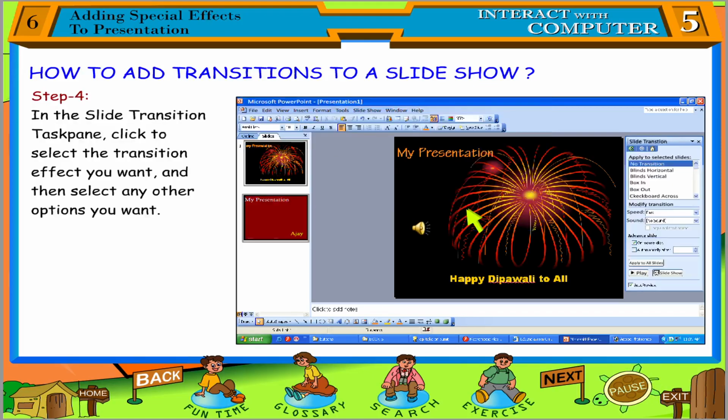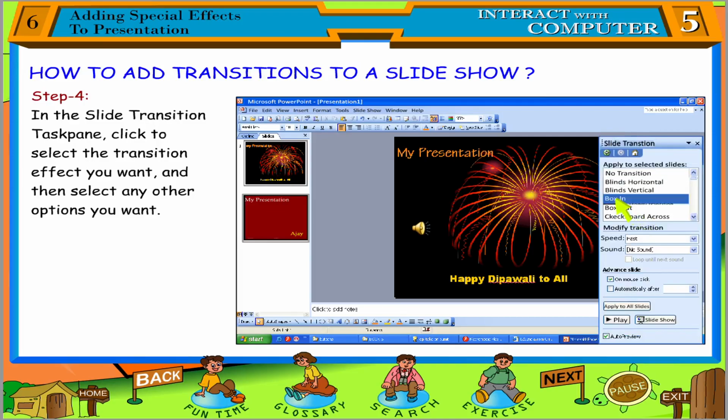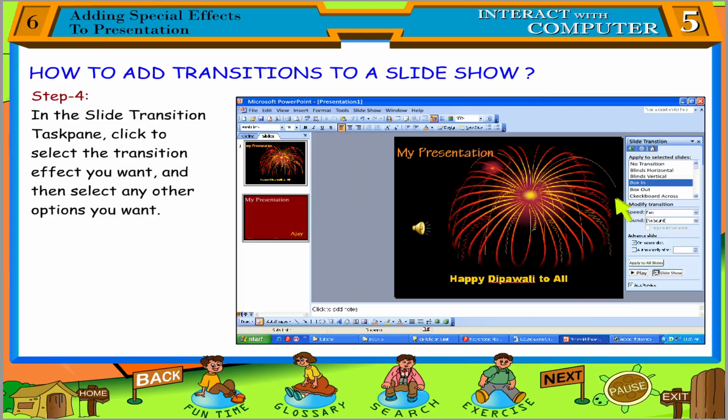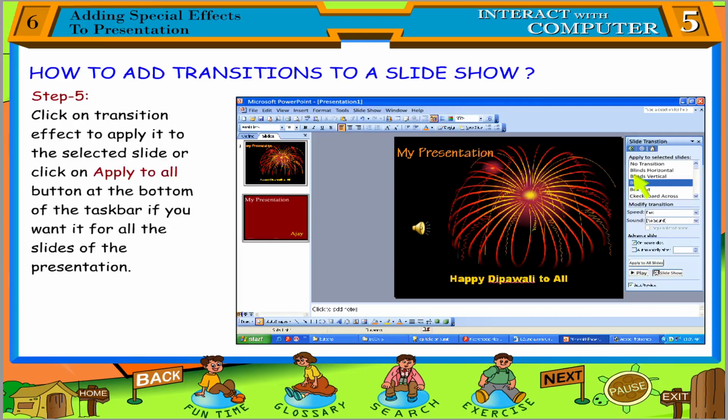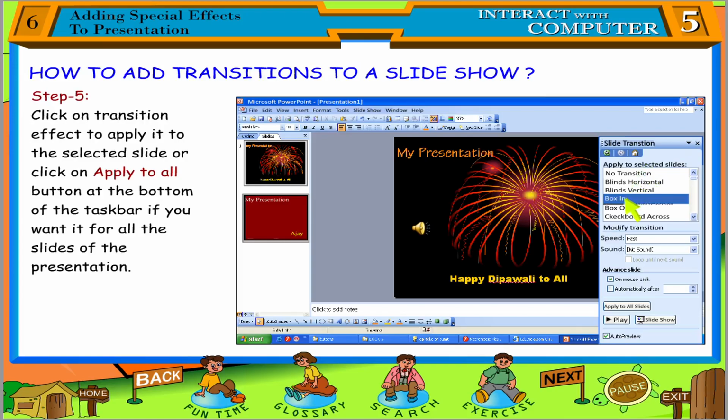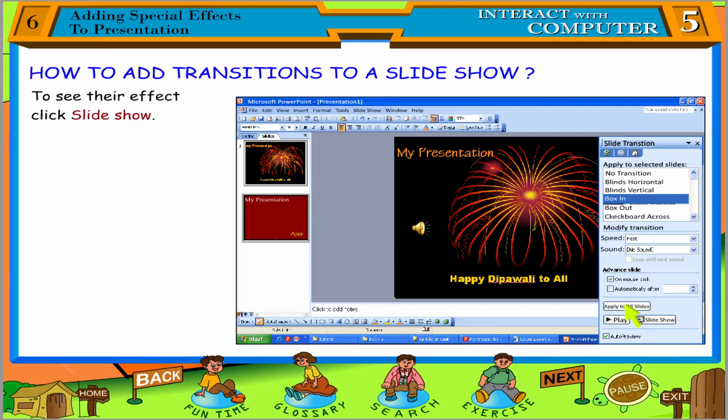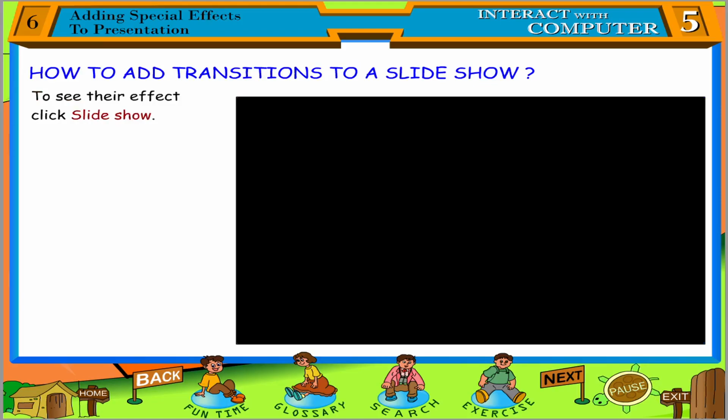Step 4. In the Slide Transition task pane, click to select the transition effect you want and then select any other options you want. Step 5. Click on Transition Effect to apply it to the selected slide or click on Apply to All button at the bottom of the task pane if you want it for all the slides of the presentation. To see the effect, click Slideshow button.